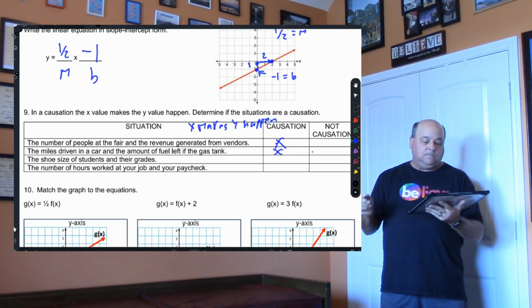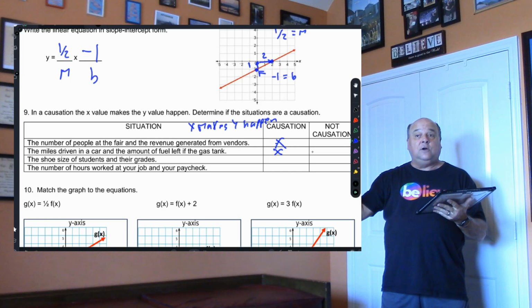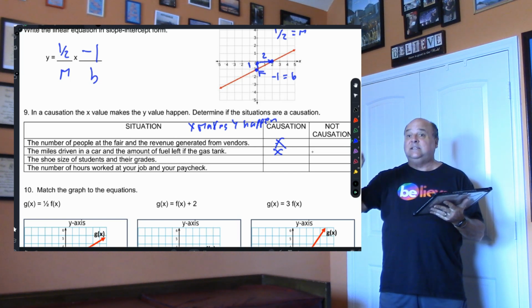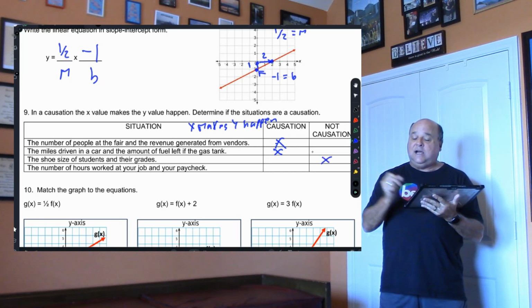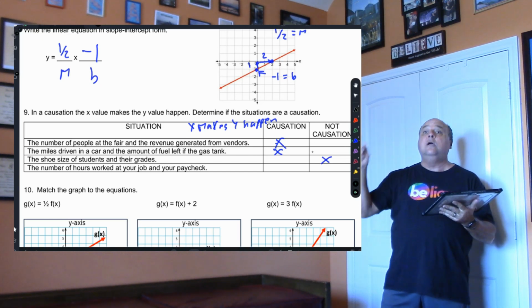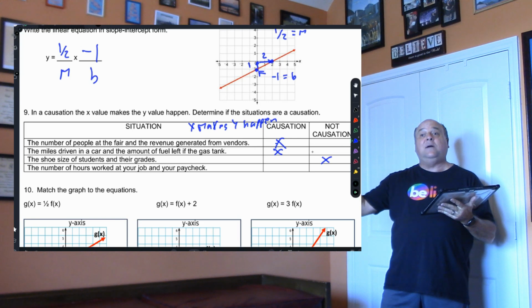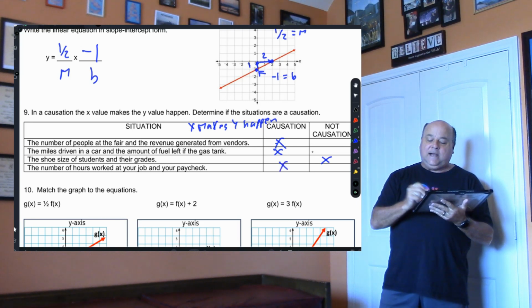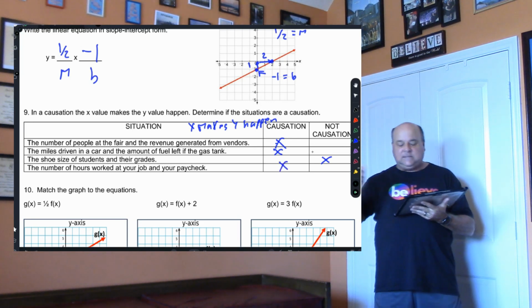That's a causation. The shoe size of a student and their grade. Your shoe size does not impact your grade. That is not a causation. The number of hours worked at your job and your paycheck. The more hours you work, if you're getting paid by the hour, the more you get paid. That is a causation. Piece of cake.